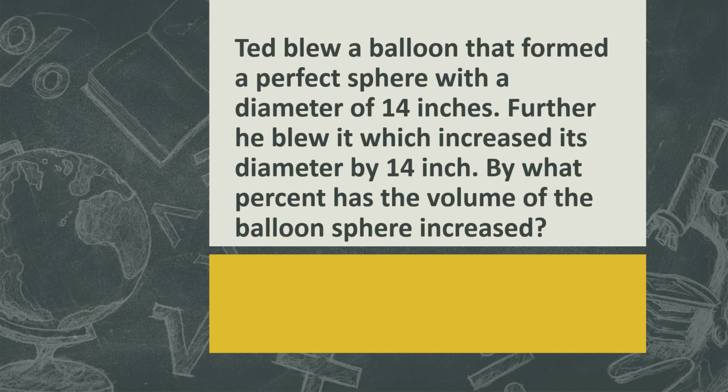Here is our problem. Ted blew a balloon that formed a perfect sphere with a diameter of 14 inches. Further he blew it, which increased its diameter by 14 inches. By what percent has the volume of the balloon sphere increased? So here we need to calculate the volume of the balloon before and after, and then find the percentage increase in its volume.